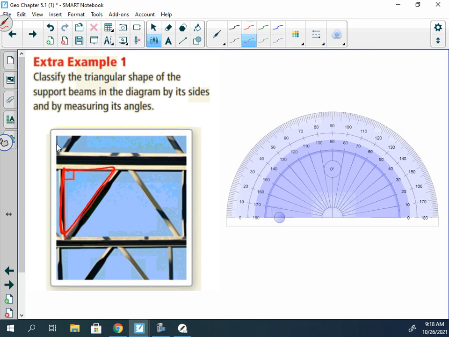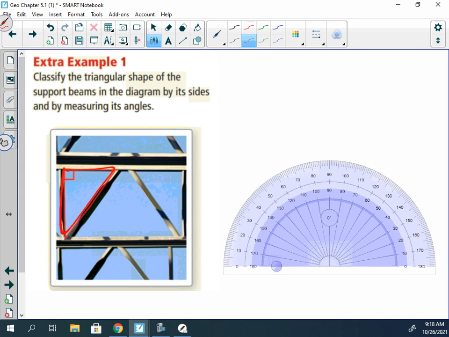Now we're looking at this triangle here. It is right. And how did you know that it was a right triangle? It has a right angle, so it's automatically a right triangle.